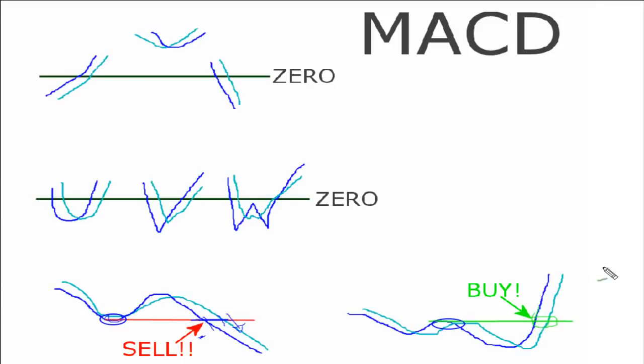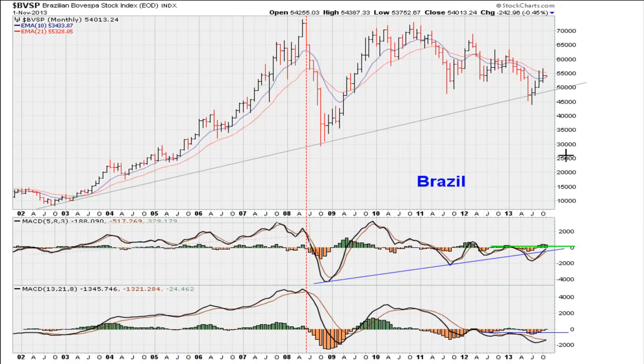So we're going to go to the chart so we can see this as a live example on how to use this MACD, based on the things that I talked about in this introduction. In this example, we're going to be taking a look at the Brazilian market, and this is a long-term monthly chart going back to 2001.